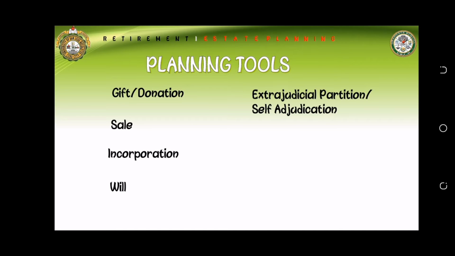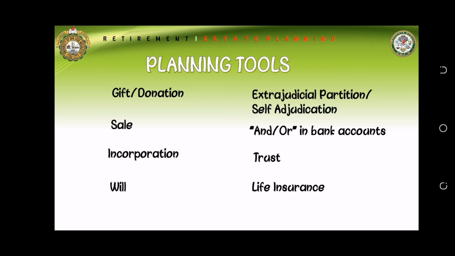This is the continuation of the report about retirement estate planning. Planning tools: the gift, donation, sale, incorporation, will, extrajudicial partition, self-adjudication, and/or in bank accounts, trust, life insurance.